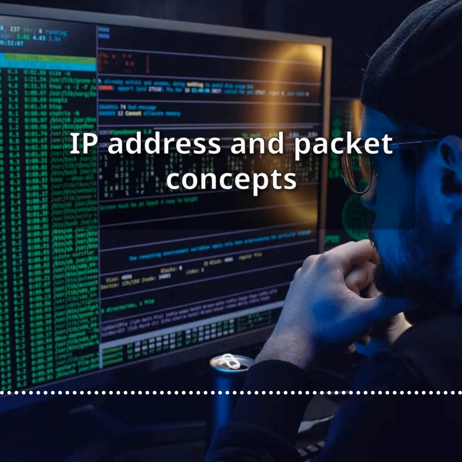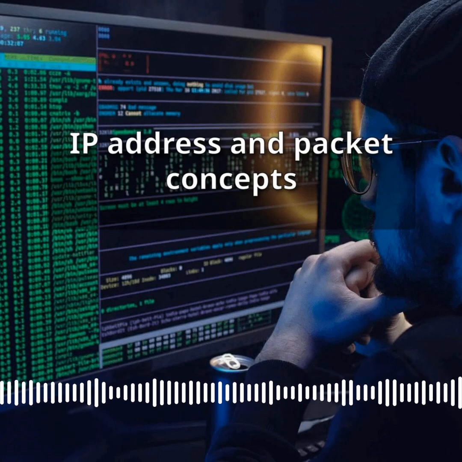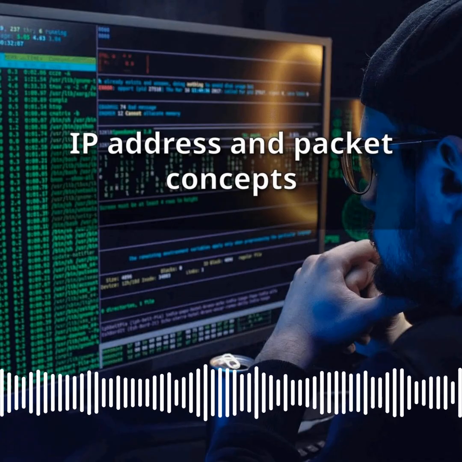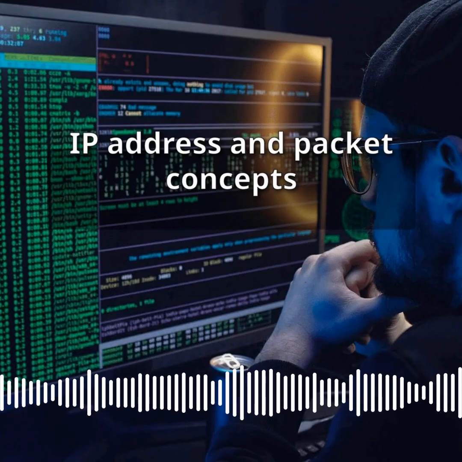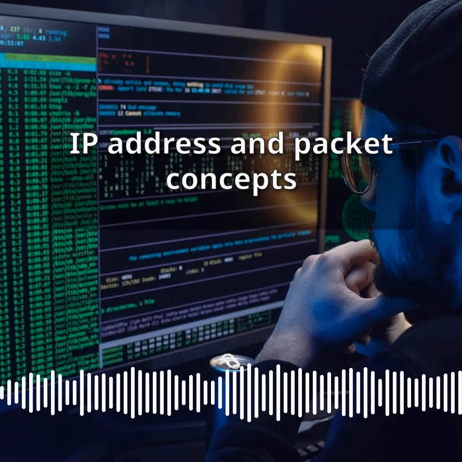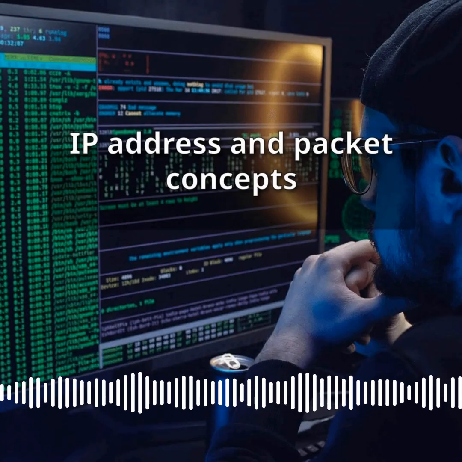The protocol field indicates which higher-level protocol is carried inside the payload, for example Transmission Control Protocol, TCP, or User Datagram Protocol, UDP. The total length of the packet. A checksum, in IPv4, to verify the integrity of the header.